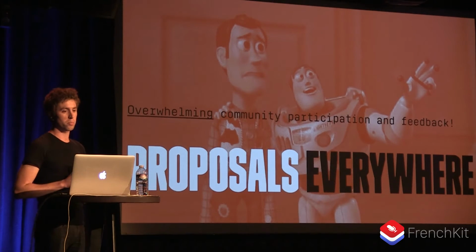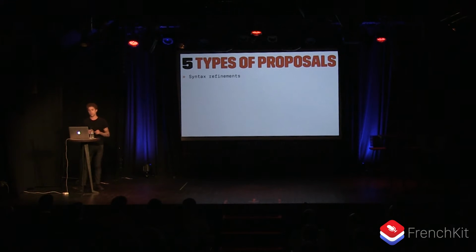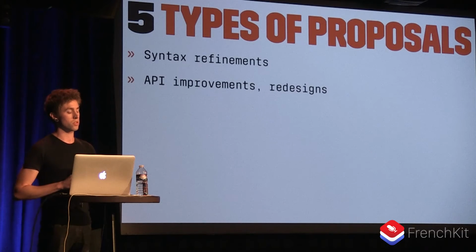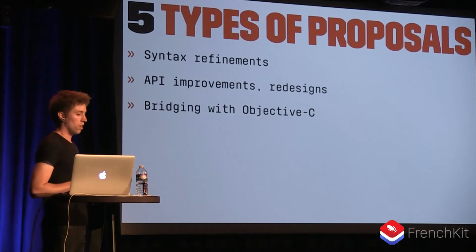Remember, 3 out of every 4 proposals were accepted, and 140 total. And there were basically 5 common themes or 5 types of proposals. We had syntax refinements, which is things like moving the where clause for constraining generic parameters or refining function parameter labels. We had API improvements and redesigns like the collection indices redesign. There were lots of bridging proposals to improve the interop with Objective-C and Swift.